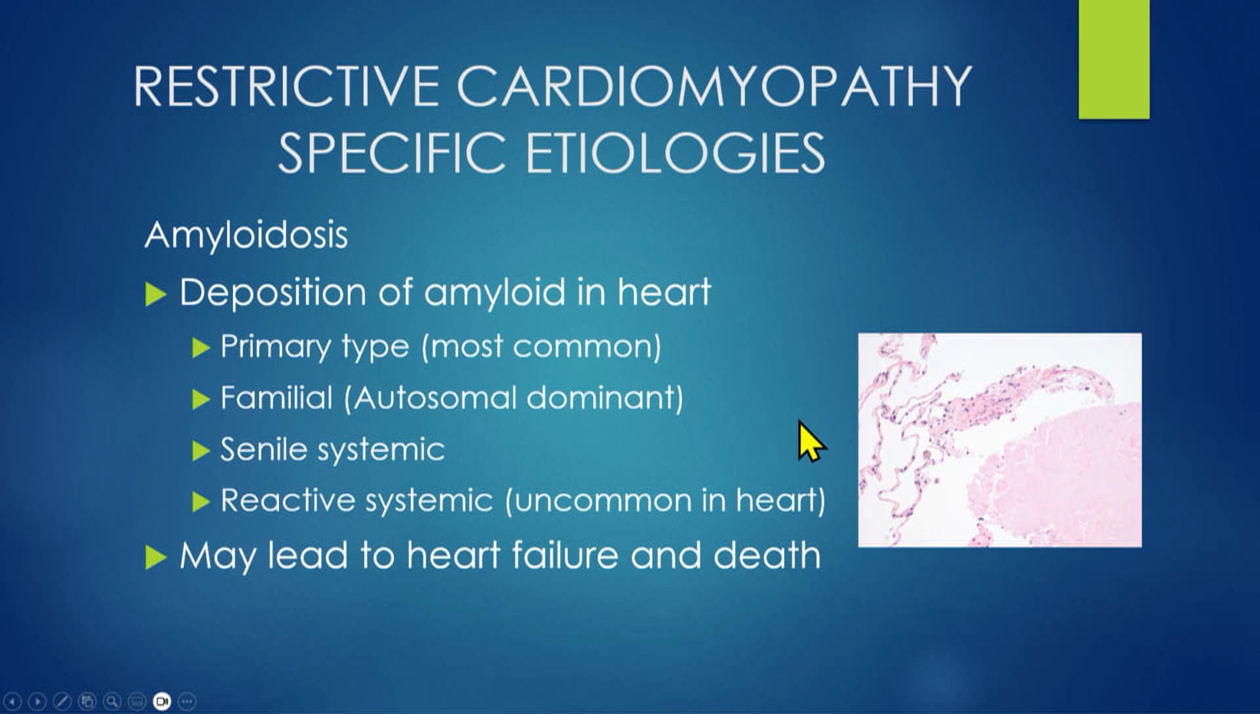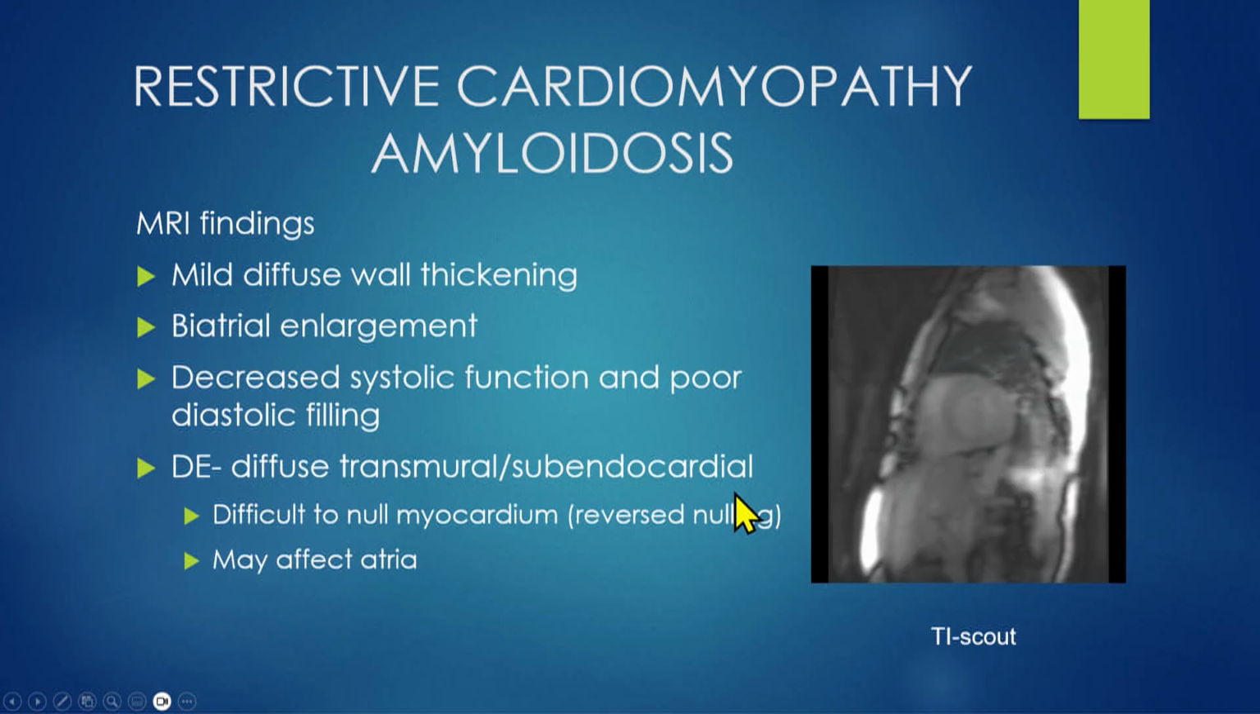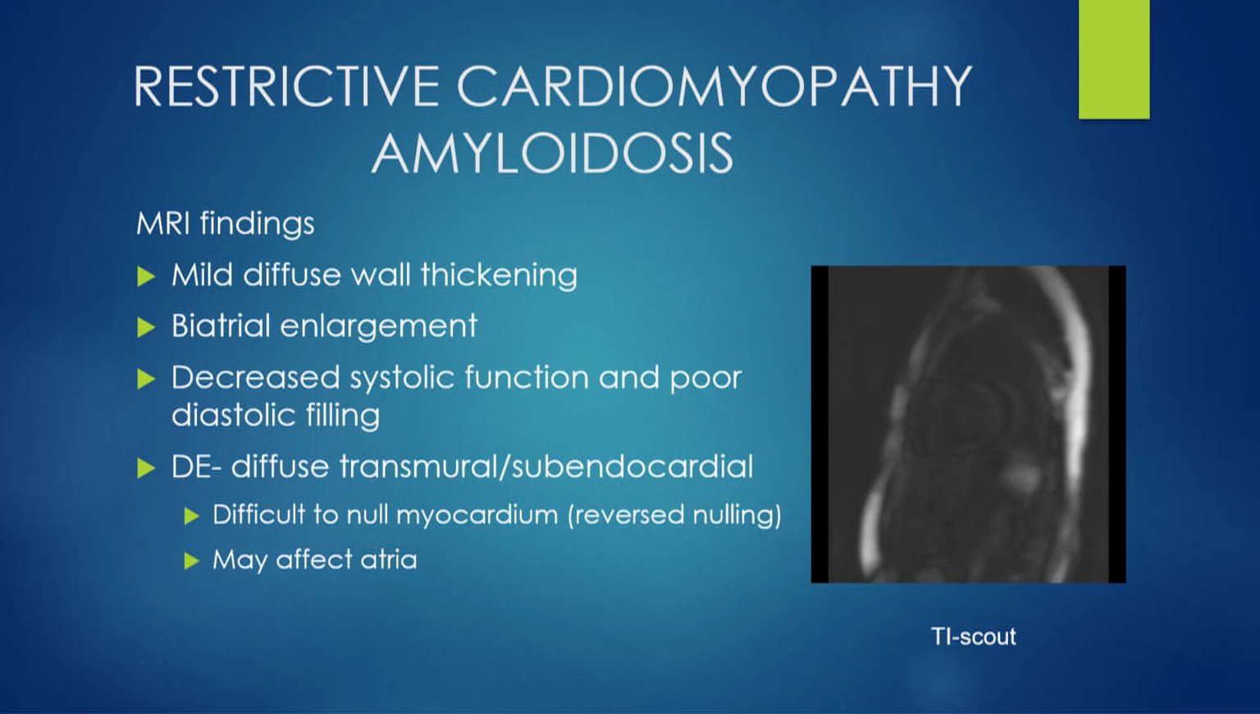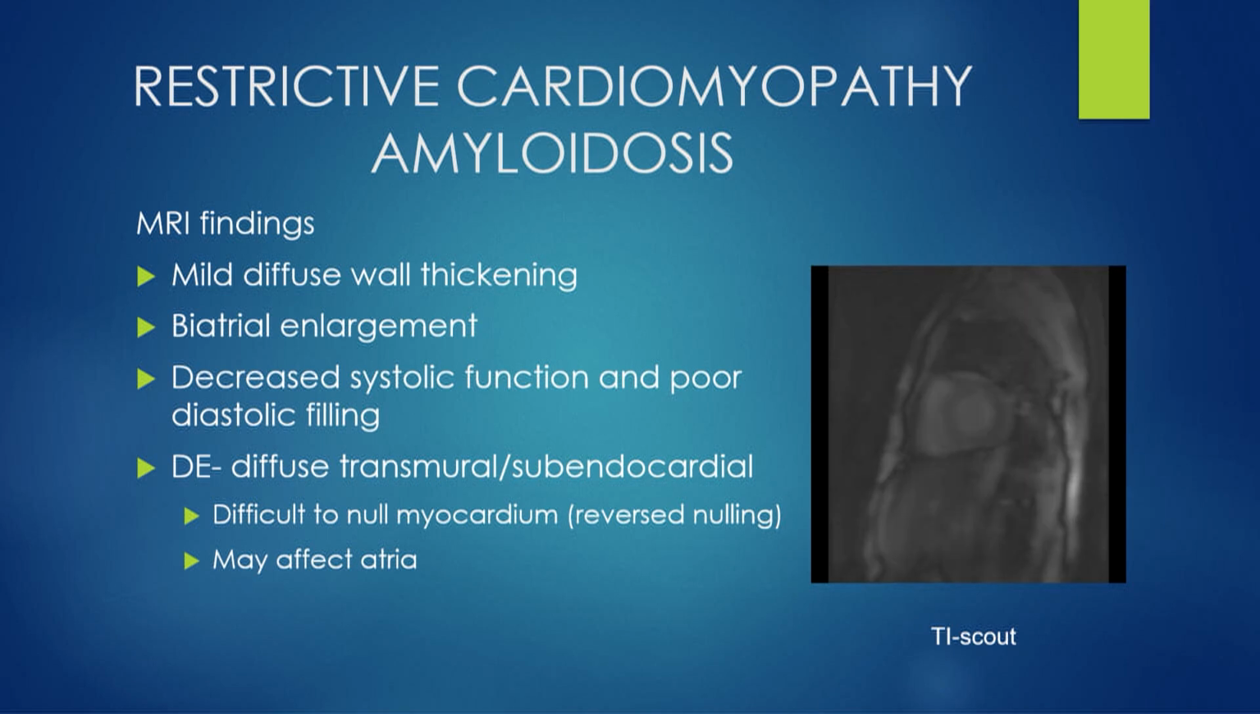Then restrictive cardiomyopathy I want to talk about, and amyloidosis and sarcoid are probably the two most important. Amyloidosis, of course, is the deposition of amyloid in the heart, which may lead to heart failure, sudden death. There are different kinds of it. The thing I mentioned about the TI scout is important here. In this case, you can see the blood pool does not null first. The myocardium does. That's generally a dead ringer for a patient who has amyloidosis. Basically, there's such infiltration of the myocardium that it keeps the myocardium from nulling until it's really the opposite. The blood pool nulls first.